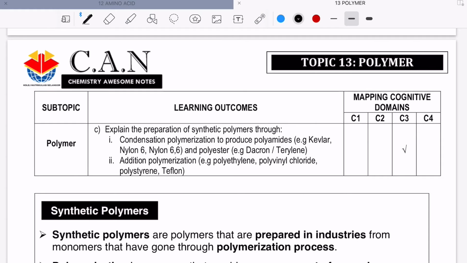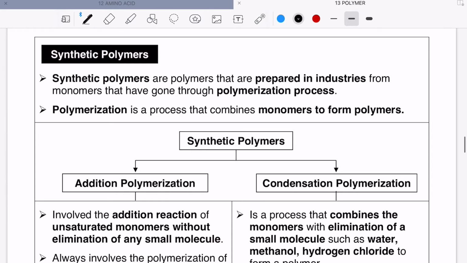Hi, in this video, you're going to learn about the polymerization process. As I mentioned in the previous video, there are two types of polymerization process, which are condensation and addition. Both of these polymerizations usually produce synthetic polymers. Synthetic polymers, like I mentioned before, are polymers prepared in industry or human-made. They take one monomer and undergo the polymerization process to produce the synthetic polymers.